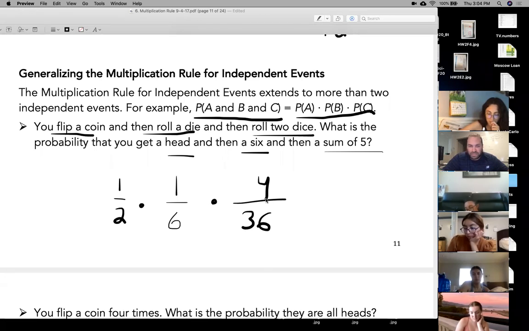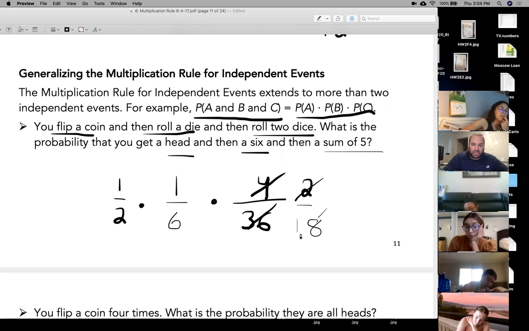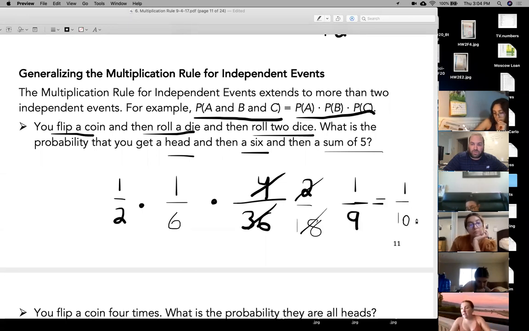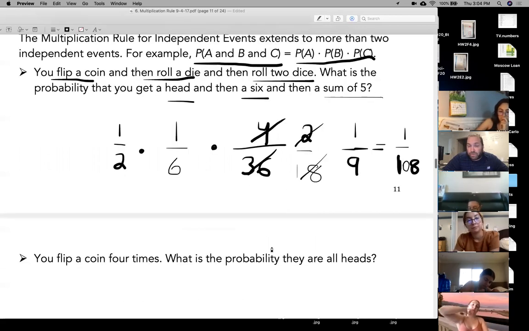Right? So I would simplify first. 4 over 36 is 2 over 18. 2 over 18 is the same thing as 1 over 9. And then 6 times 9 is 54, times 2 is 108. So this is a very unlikely 1 over 108. But it's the same rule, right? As long as they are independent events.